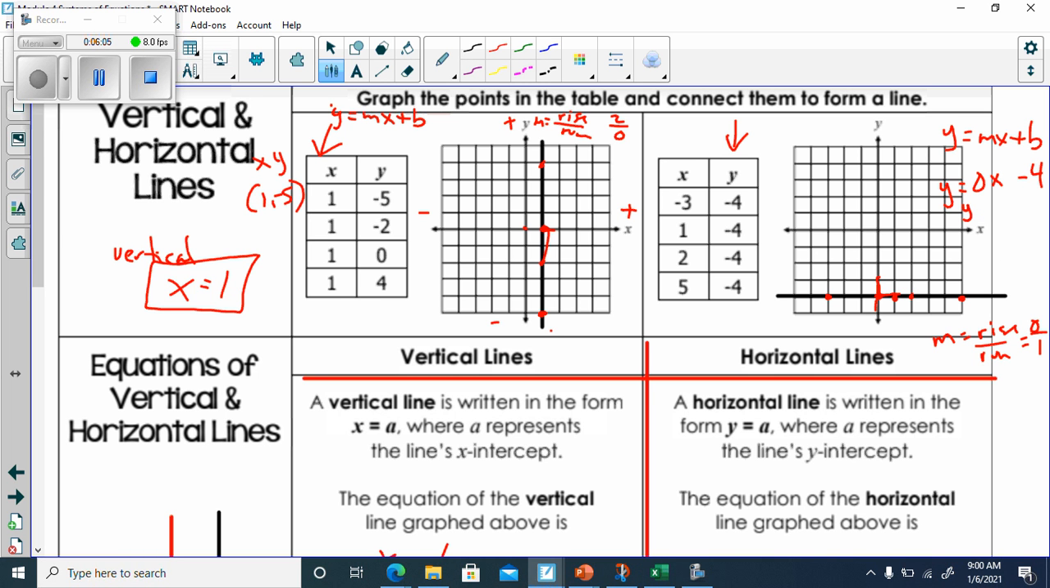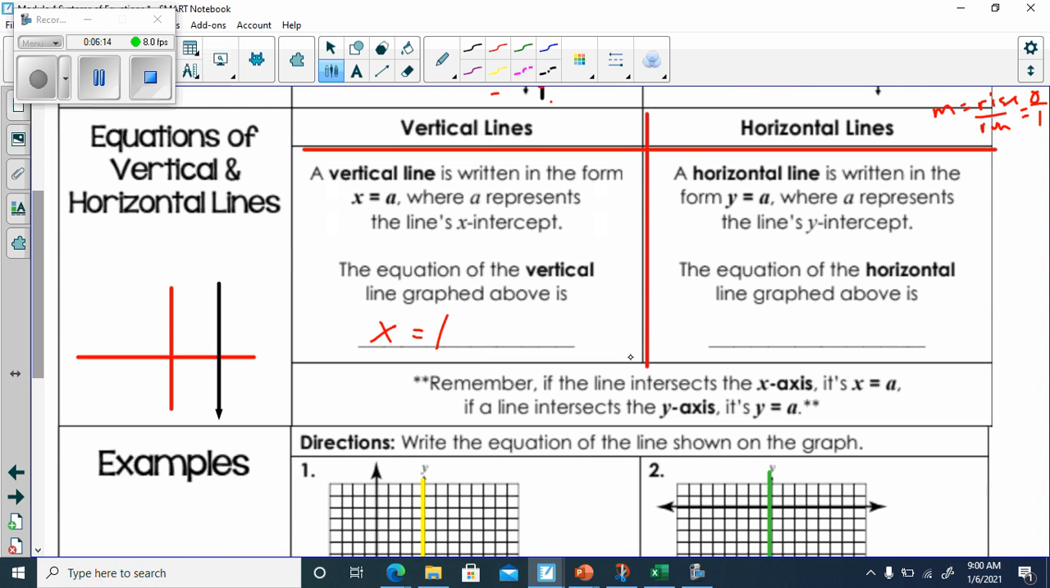Okay, 0 times x just simply gives me 0. So 0 minus 4 is -4. Y is equal to -4. Anytime you've got a horizontal line, your equation is going to be y is equal to whatever your y-intercept is.